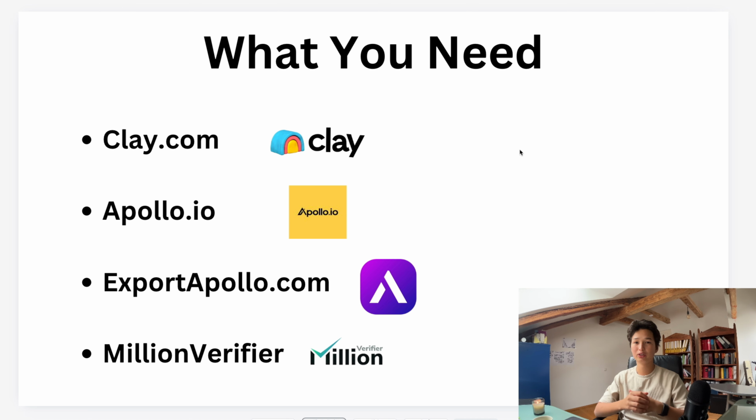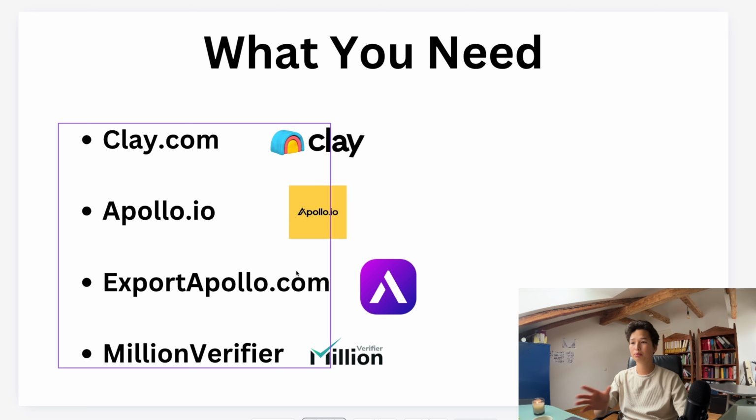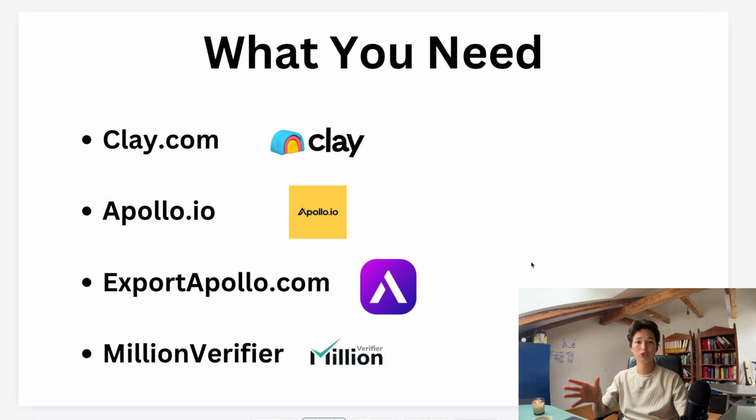Clay.com, which is a platform where you can import a lot of data from different providers and enrich data using AI. Then Apollo.io, which is like a huge database of different companies with the contact details and everything. Export.apollo, which is a platform which you can use in order to extract the actual data from Apollo, and with Million Verifier you can verify these emails and make sure they actually exist, so you don't hurt your email reputation, which email is the way we're going to reach out to these people, so you don't want your reputation to take a hit and this whole system not working anymore, right?